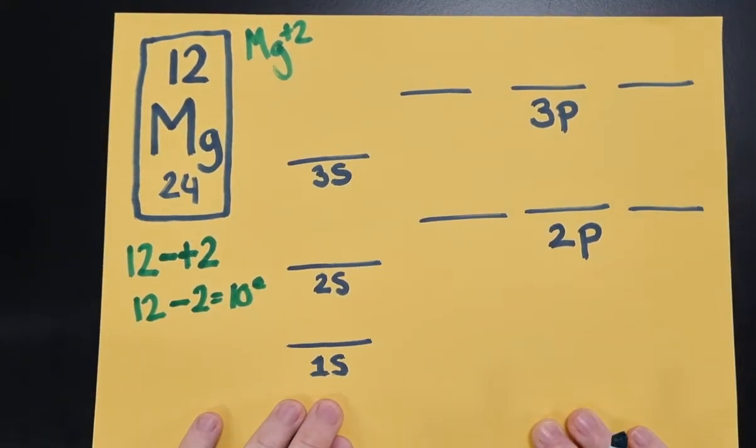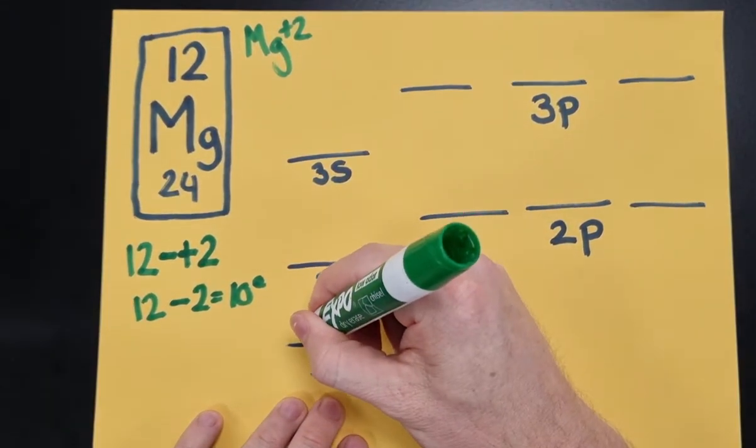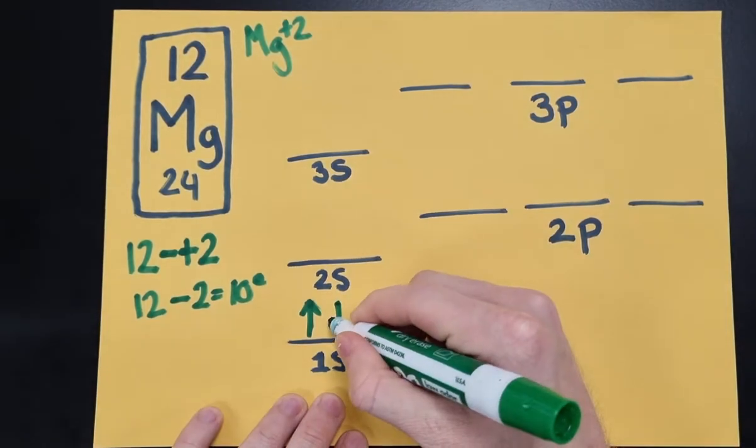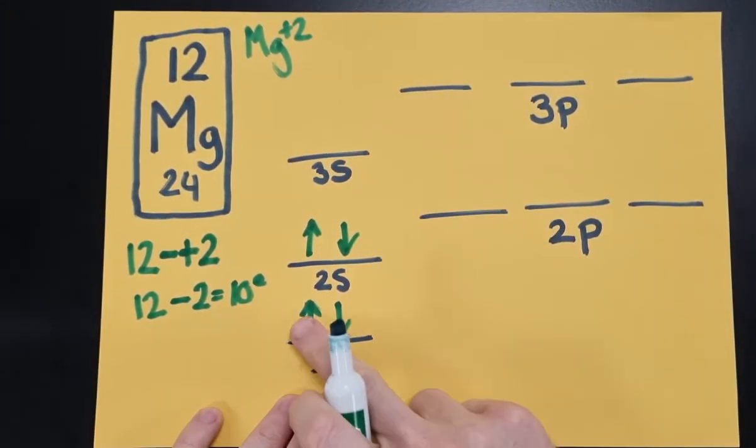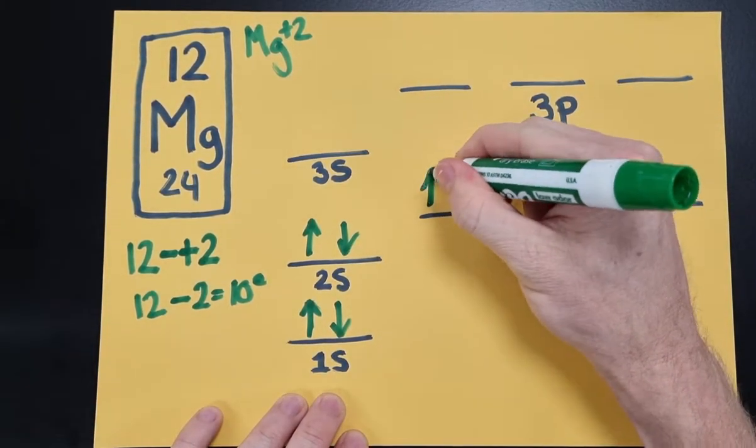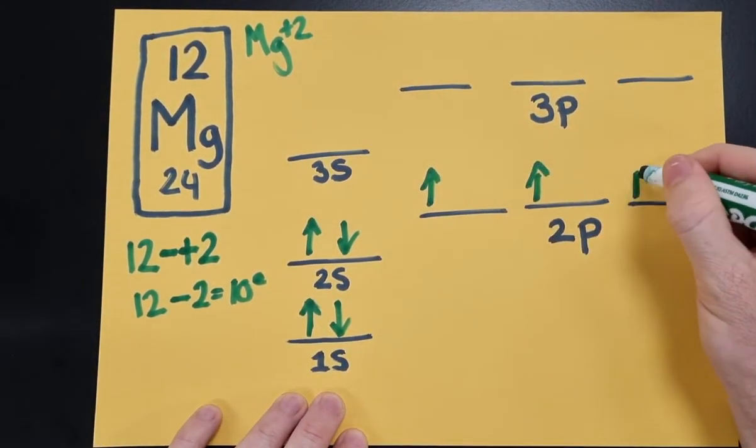How would we place this? Well, we remember from last time, we go up before we go down. We then go up before we go down. 1, 2, 3, 4. Up, up, up.